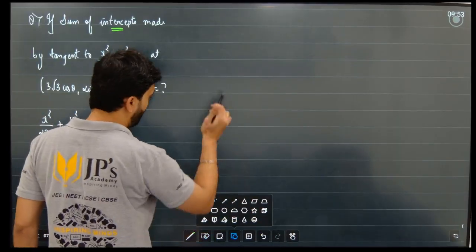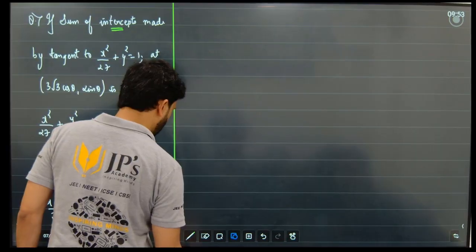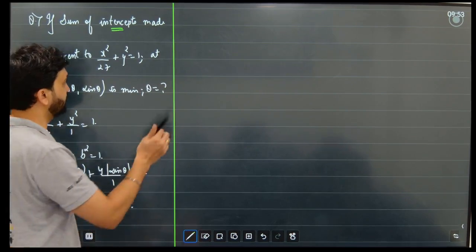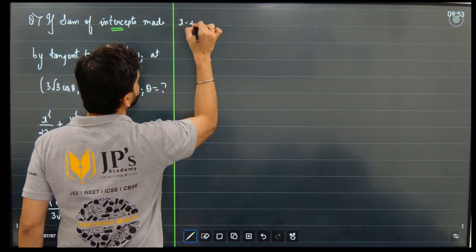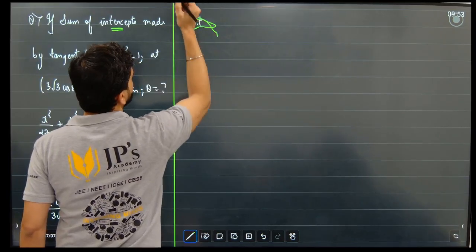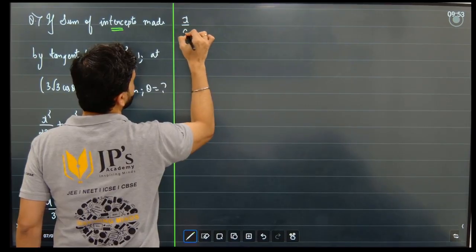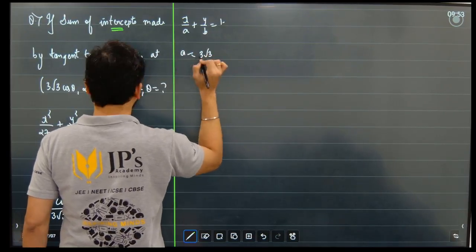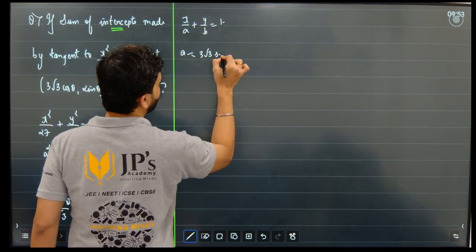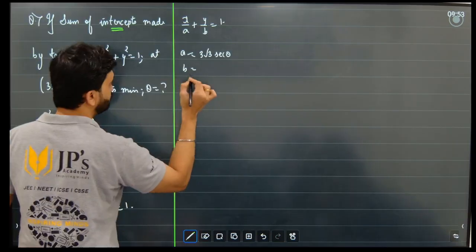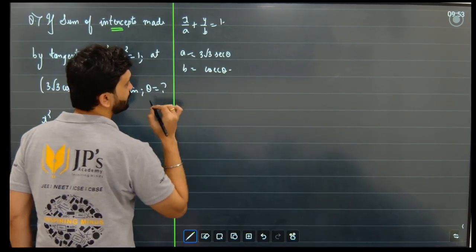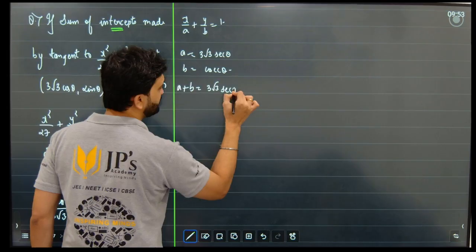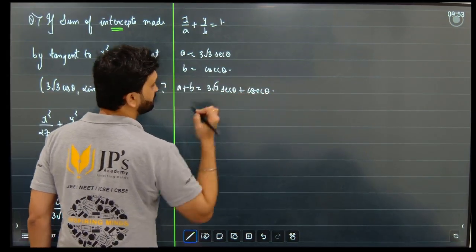It is basically they're talking about intercept. Intercept means the place where it is cutting the x axis and the y axis. So I know that my x intercept. So let's compare with this. Intercept form is x upon a plus y upon b is equal to 1. A is equal to 3 root 3 sec theta. B is equal to cosec theta. Sum of the intercept, I'll take a plus b is 3 root 3 sec theta plus cosec theta.